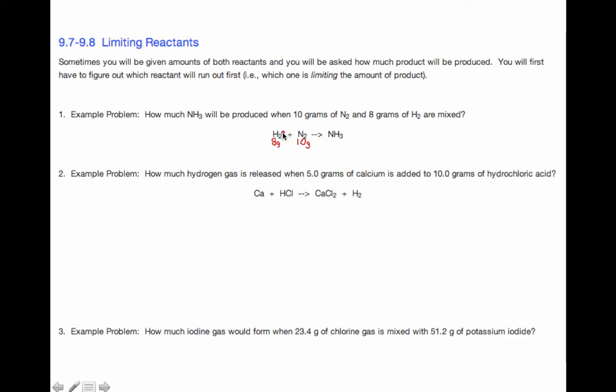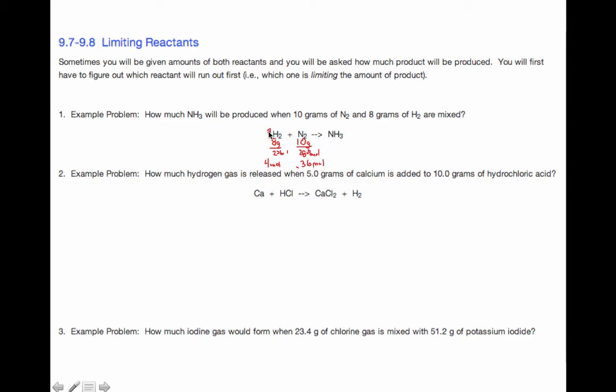Well, these guys only have a molar mass of 2, so if I divide this by 2 grams per mole, I see that this is 4 moles. I have 4 moles of H2. And then N2 has a mass of 28 grams per mole. So this one ends up being 0.36 moles. So clearly N2 is the limiting reactant. Whoops, you know what I forgot to do is balance this first.